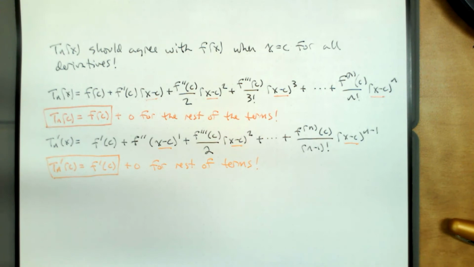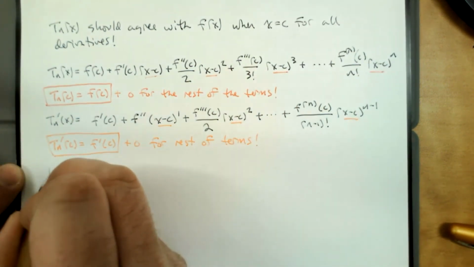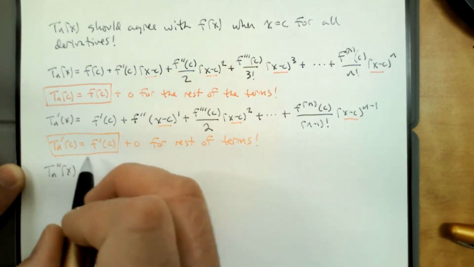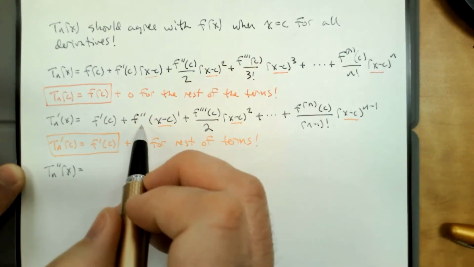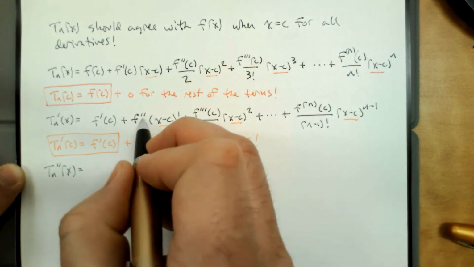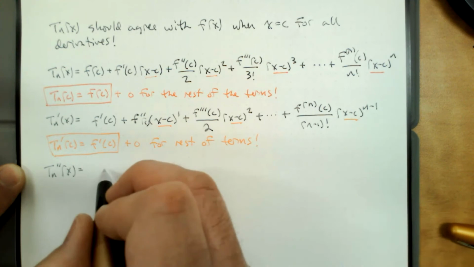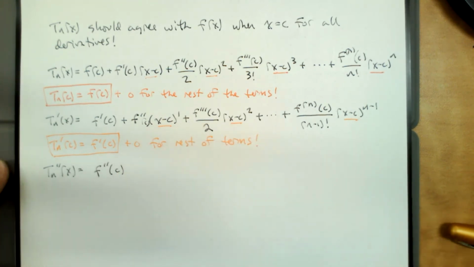Let's go one more: the second derivative of the Taylor polynomial. Now the constant term with the first derivative, that cancels out. And I take the derivative of f double prime at c times x minus c to the first. So I multiply by 1, and I get f double prime at c times x minus c to the 0 power. So that first degree term is now the 0th degree term.